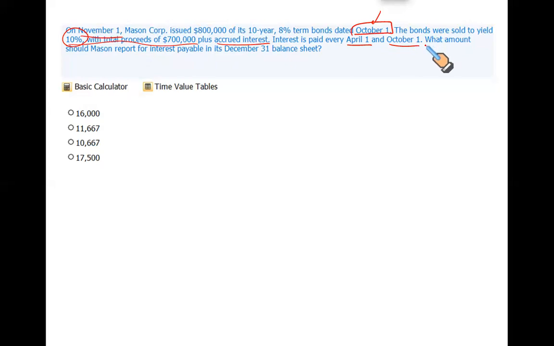What amount should Mason report for interest payable in its December 31st balance sheet? Remember, this is the bond liability, $800,000. You pay interest at the rate of 8%. Remember, the interest is paid at the rate of coupon multiplied by the face value. Coupon is 8%, face value is $800,000. This bond should start paying interest from the 1st of October, but we issued the bonds on November 1st. Our first interest payment will be made on April 1st.